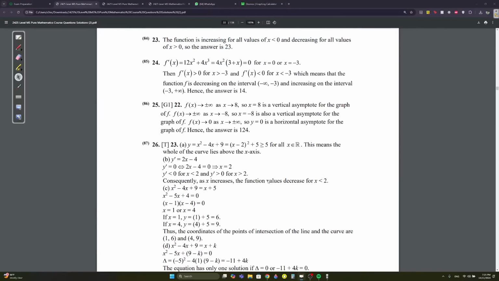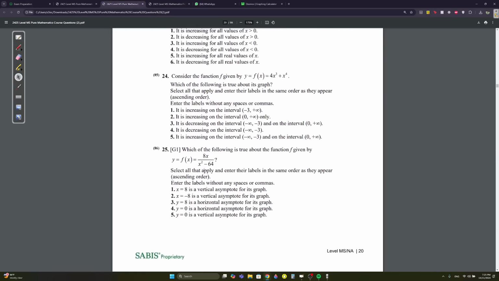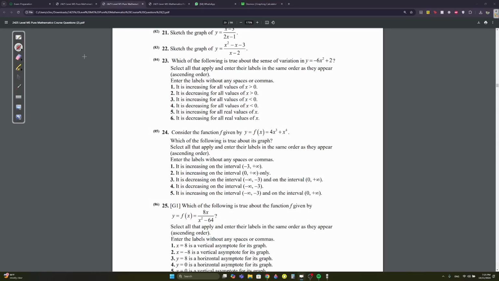Do I continue doing? How many questions are there? Oh, there are multiple. Okay, I'll just do them. Which of the following is true about the sense of variation in here? When is it increasing, when is it decreasing? So we want to look at y prime. What's y prime equal to? Minus 12x. Just minus 12x.